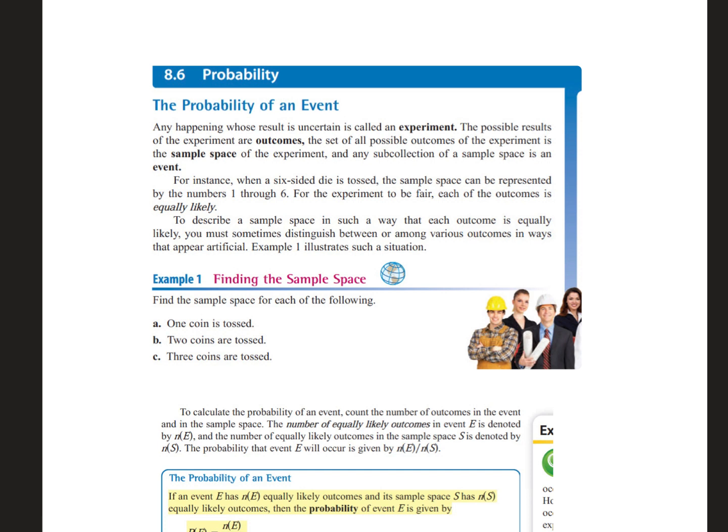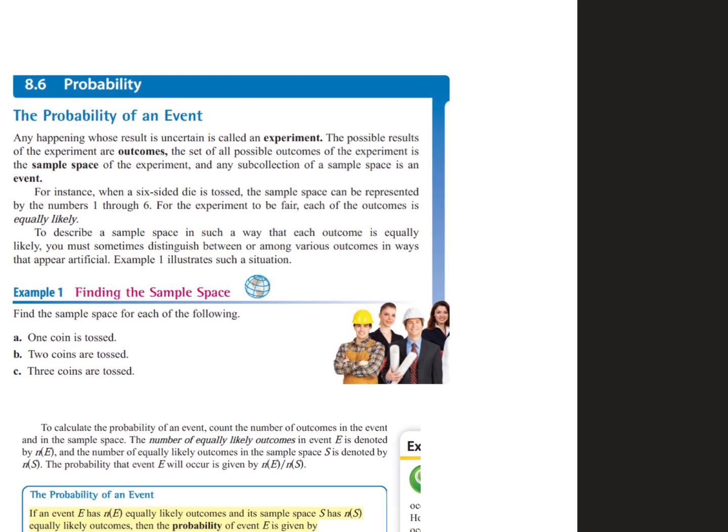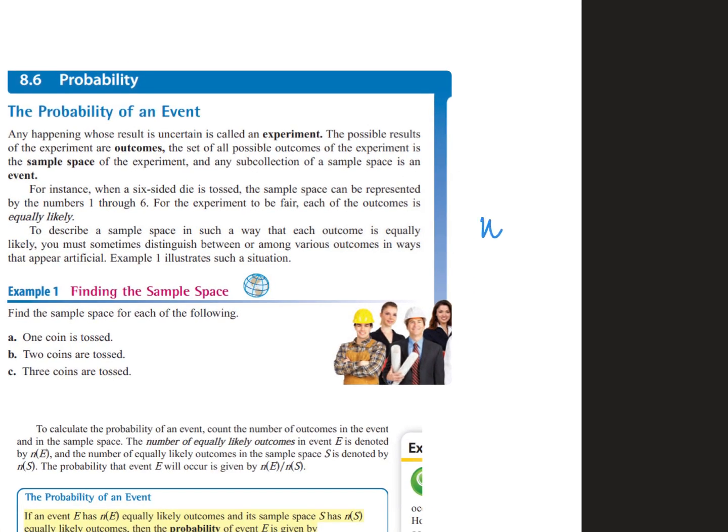Understand, guys, if you're talking about a six-sided die, what are your total possibilities? Six. There are six different numbers on there. Probability basically comes down to what you want over total. I'm going to refer to that a million times. The probability of an event happening is what you want over the total.